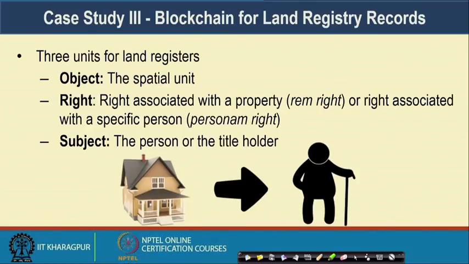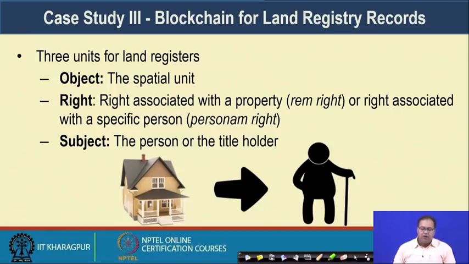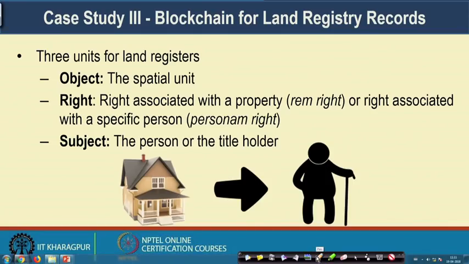Well, now let us come to the final case study from the government perspective, where you can use blockchain for maintaining land registry records. Whenever you have certain kinds of assets in the form of land or a house, this kind of registry has three different components. The first component is the object, that is the spatial unit, the land that you have or the house that you have.